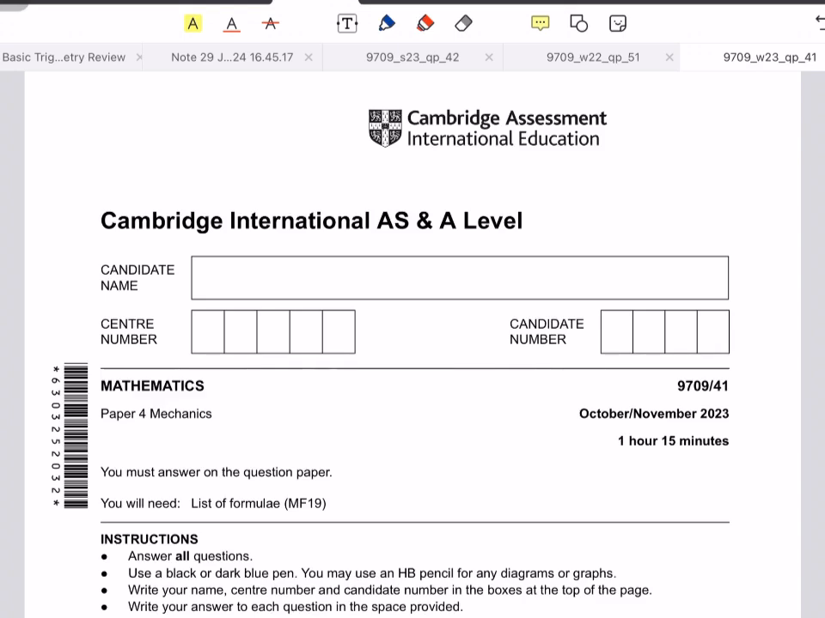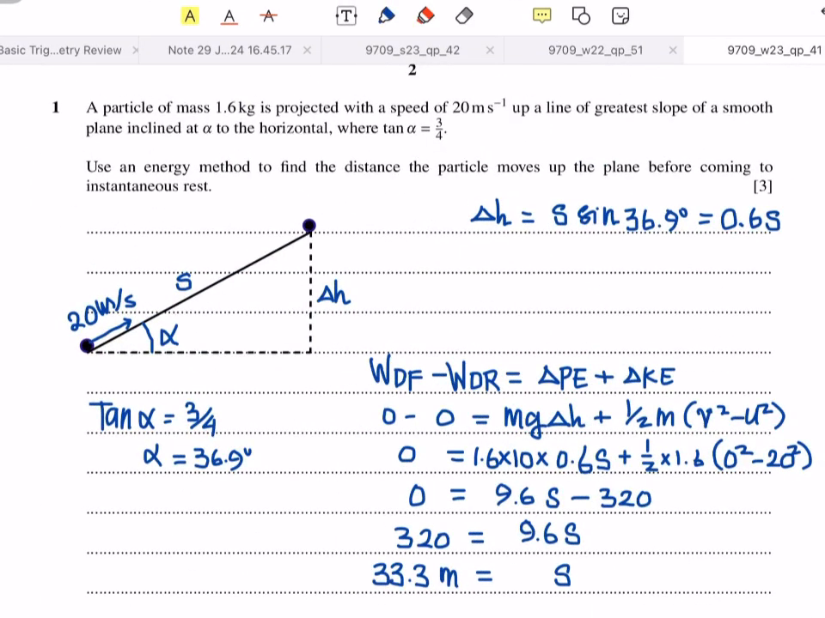In this video we are going to discuss Mechanics paper 41 October-November 2023. Question 1. A particle of mass 1.6 kg is projected with a speed of 20 meters per second up a line of greatest slope of a smooth plane inclined at alpha to the horizontal, where tan alpha is equal to 3/4. Use an energy method to find the distance the particle moves up the plane before coming to instantaneous rest.